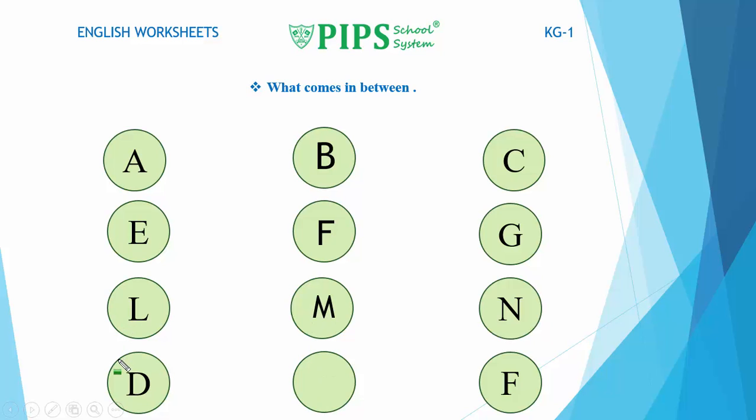The next letter is D. This is the capital letter D. The last letter is F. And this is the capital letter F. KG1 class, do you know what comes between D and F? Read with me the alphabet from A to D. A, B, C, D and E. E comes between D and F. Now we will write the letter E in the circle like this.